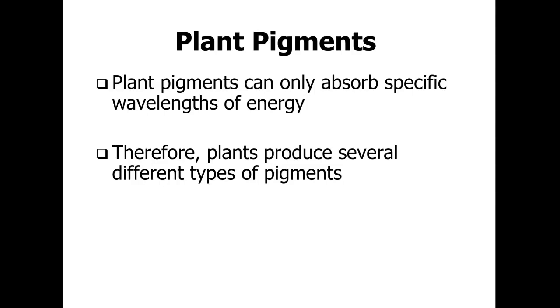So with plant pigments, they can only absorb specific wavelengths of energy. Therefore, plants produce several different types of pigments in order to take advantage of the light coming in, so it can capture more energy.